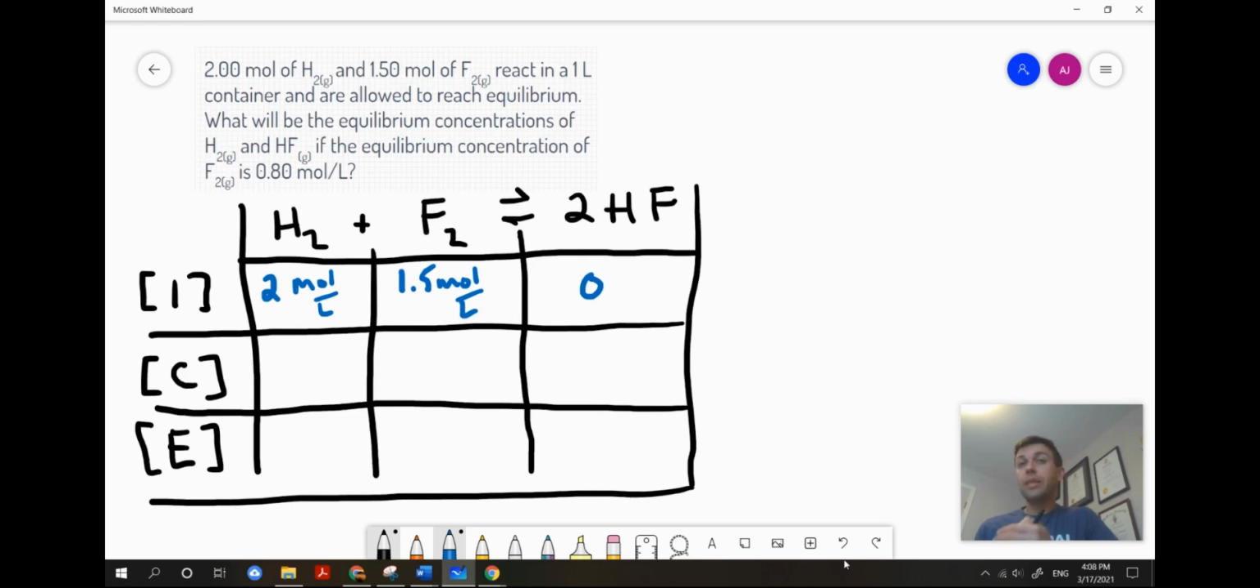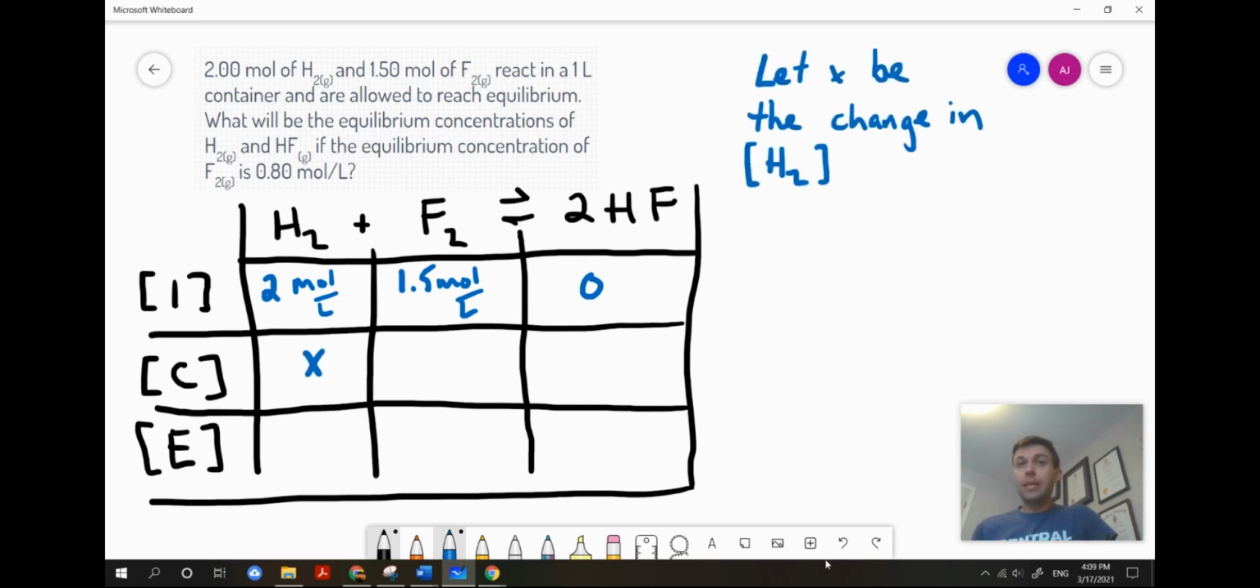We also know that this reaction is going to proceed from the left to the right because we're only starting off with chemicals on the left-hand side, so the only direction it can go is moving from the left to the right. The way we're going to address the change is we're going to let the change be equal to a variable x. Let's do that now. Now we know the hydrogen gas is going to decrease in concentration, so this change is also going to be negative.